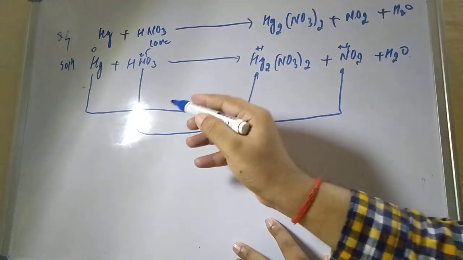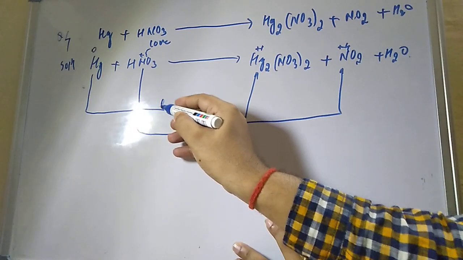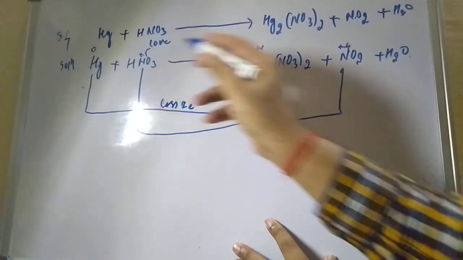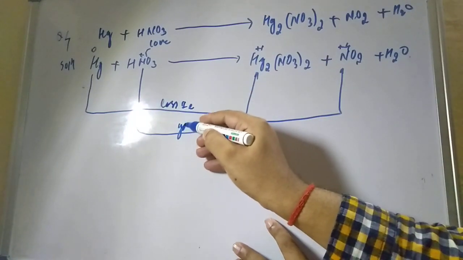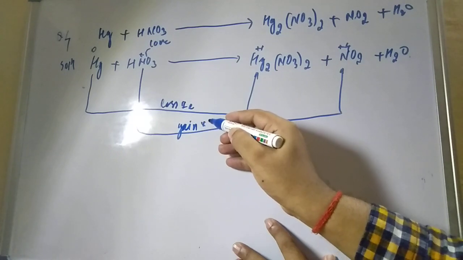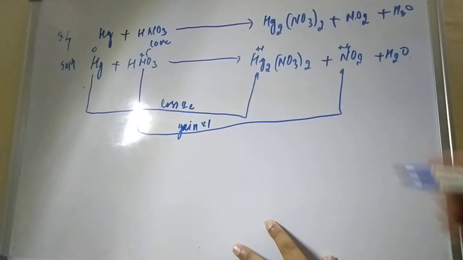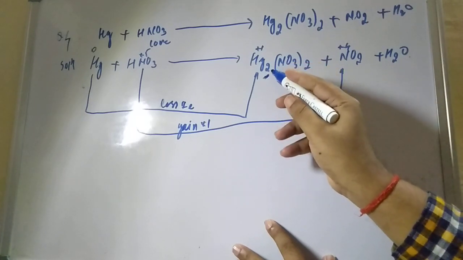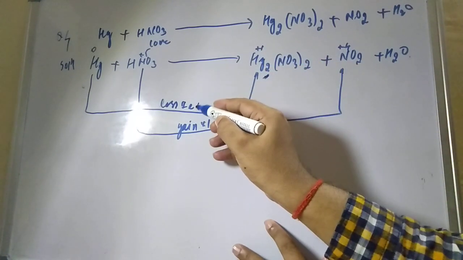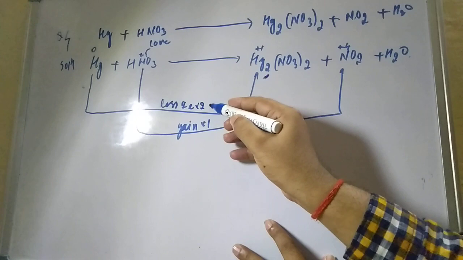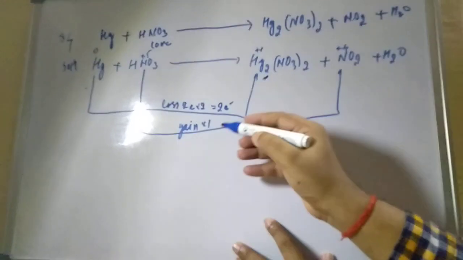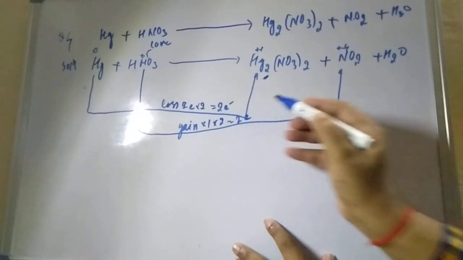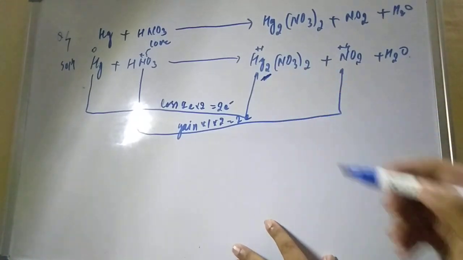Okay students, now here 0 to plus 1, loss of 1 electron, and here plus 5 to plus 4, gain of how many electrons? Gain of 1 electron. Now how many coefficients are there? See the coefficient per atom is plus 1, so multiply by 2. So how many electrons? 2 electrons. So here also we have to multiply by 2, so you will get 2 electrons.